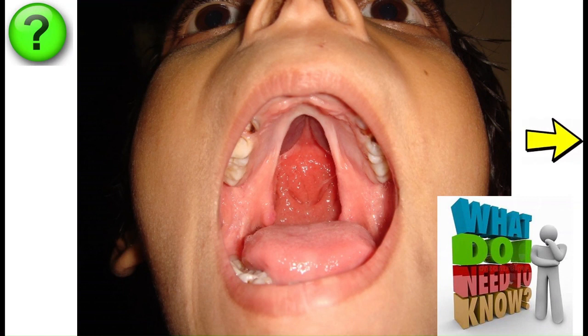Here is a patient. When asked to open the mouth, we can see that there is a gap between the oral cavity and the nasal cavity, and the palate, the hard and the soft, coming from the sides, stopped. They should continue and meet in the middle. So what do I need to know? I need to know the development of the palate, the development of the head and neck.